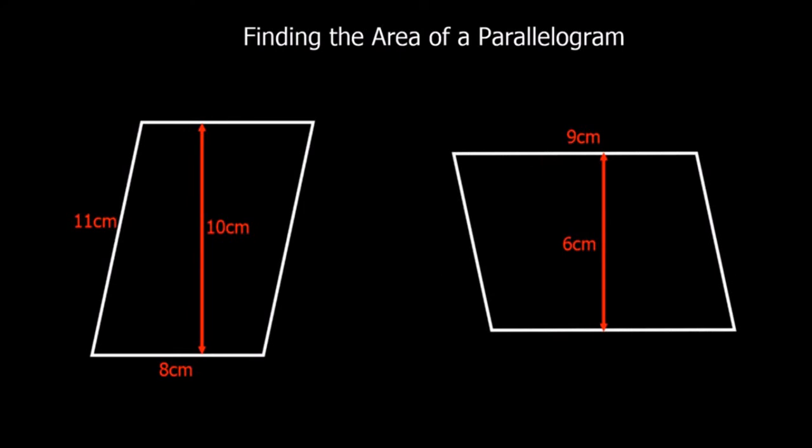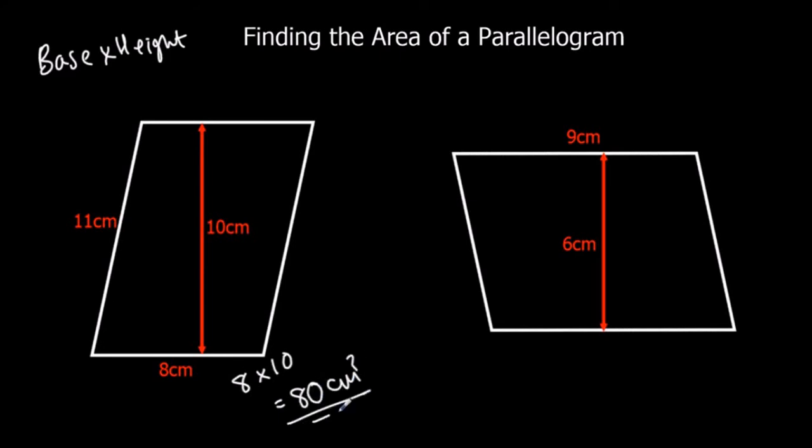Okay, so pause the video and try these two. Okay, so the area of a parallelogram is the base times the perpendicular height. So here we've got 8 as the base, the height is 10, so the area is 80 centimeters squared.